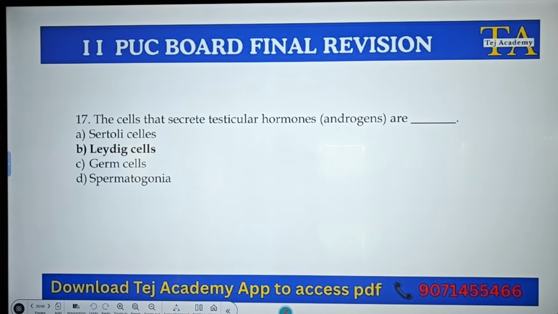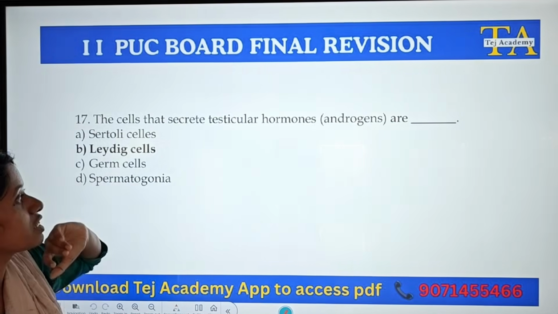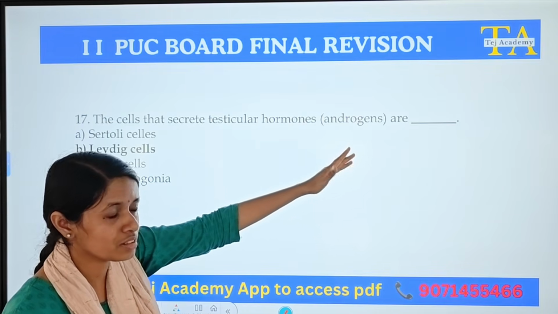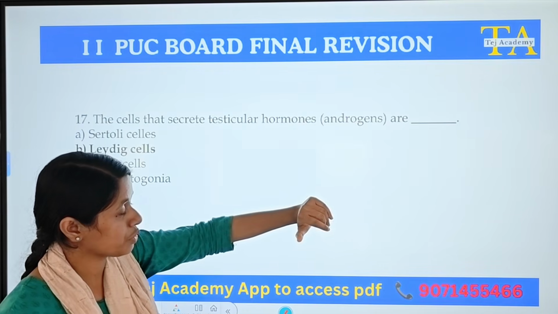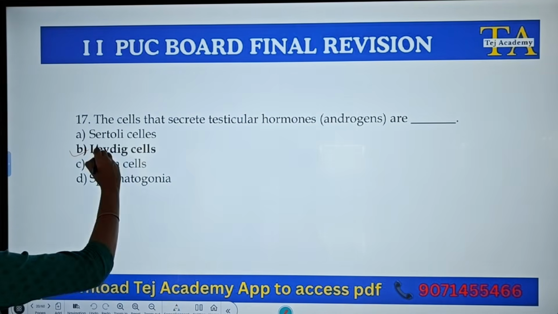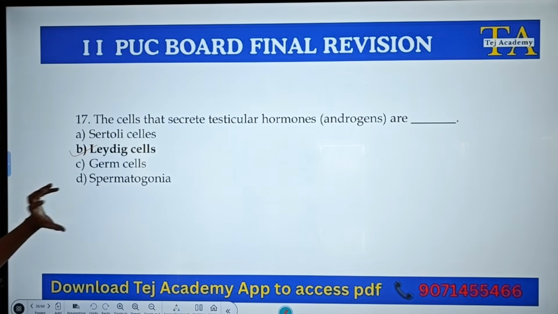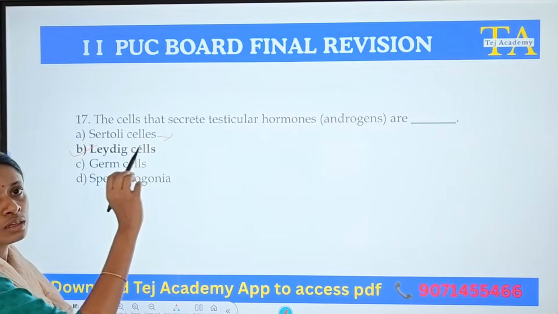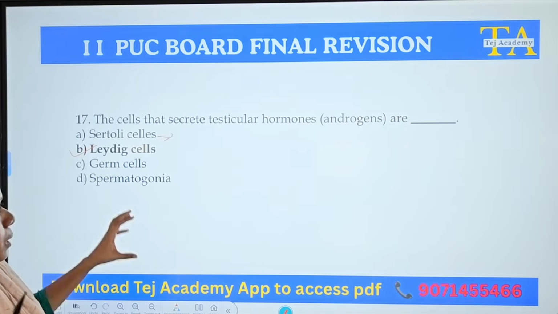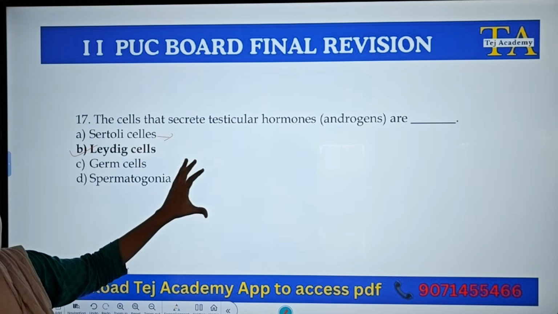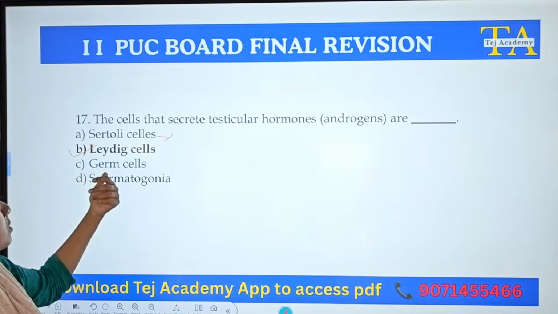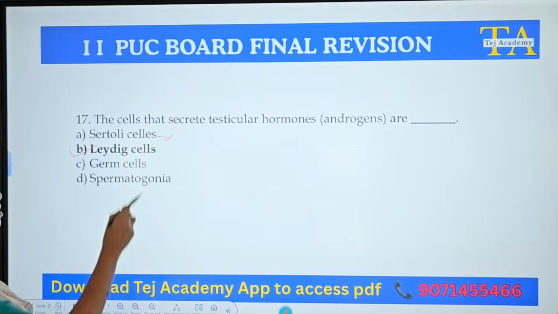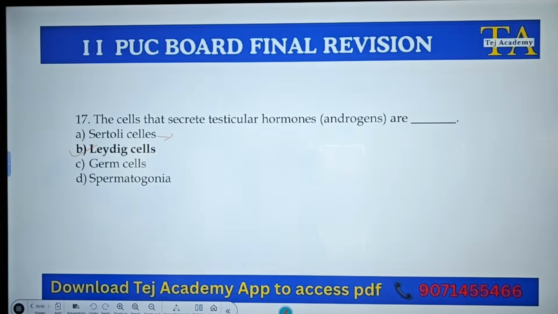The next question is, the cells that secrete testicular hormones, which are commonly also called androgens or testosterone, are Leydig cells. Here we have to keep in mind that Sertoli cells are only used in the spermatogenesis process for nursing the germ cells, which will become spermatogonia. Okay, so Leydig cells is the answer.